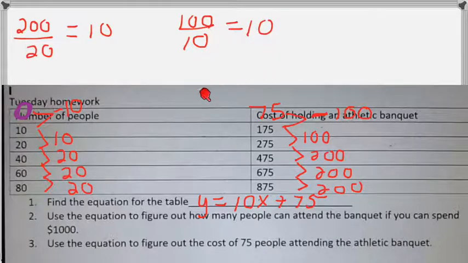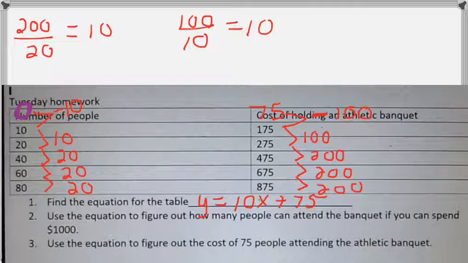Now I have to work backwards. I know that 10 people cost 175, but I want to know what 0 people cost, because that's the y-intercept where x is 0. So if I subtract 10 from 10, I'll get to 0. And if I subtract 10 on that side, over here I have to subtract 100, because that's what I added. And so subtracting 100 to get where x is 0 gives me 75. That means the cost of 0 people is $75.